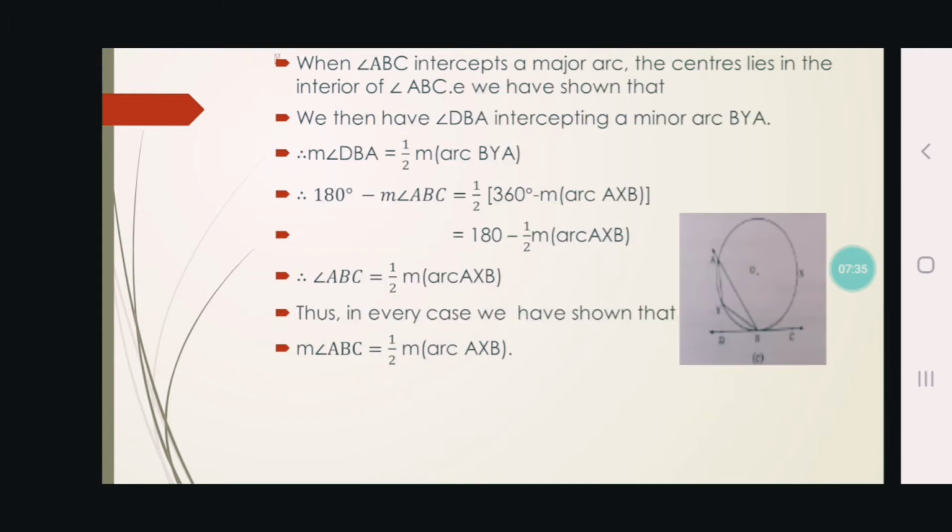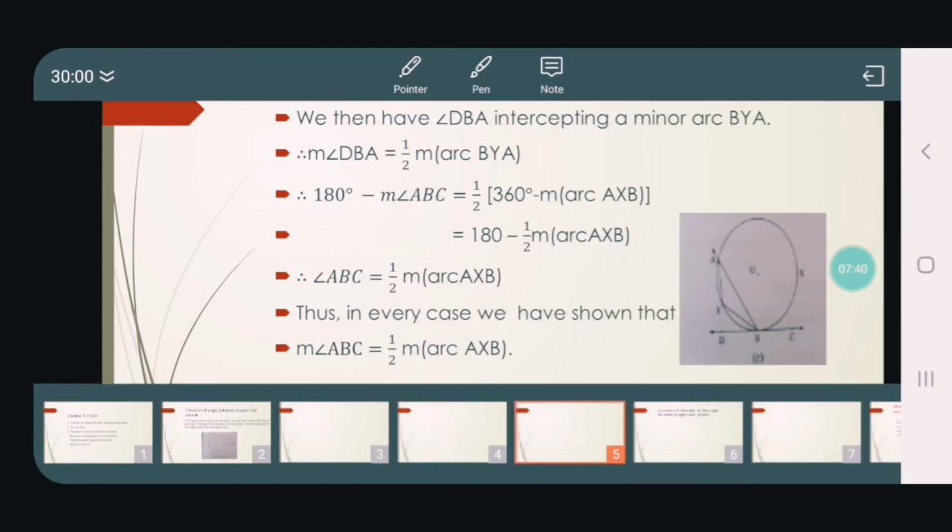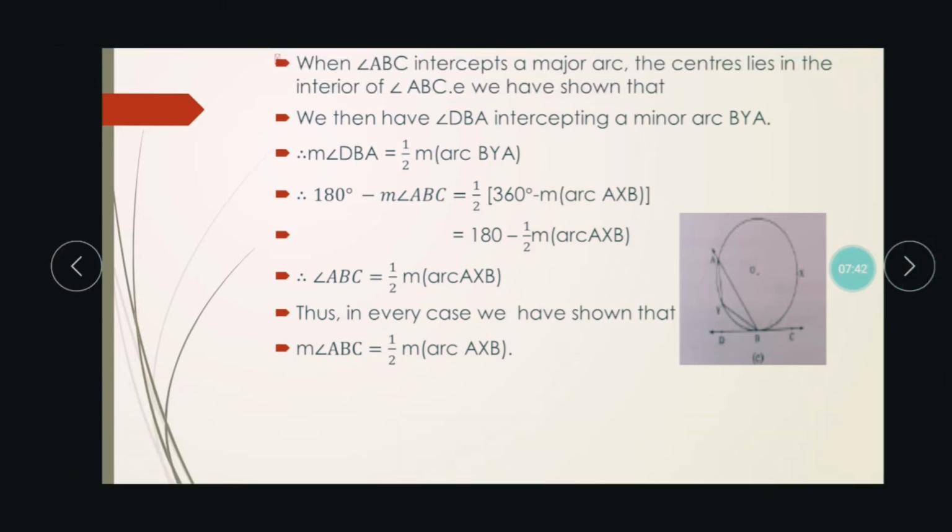Next, here the angle so formed is an obtuse angle. Angle ABC, the center of the circle lies inside the angle, and here we have to prove that angle ABC is half the measure of arc AXB. Now here the angle so formed, we'll go to the next one, that is angle ABD.